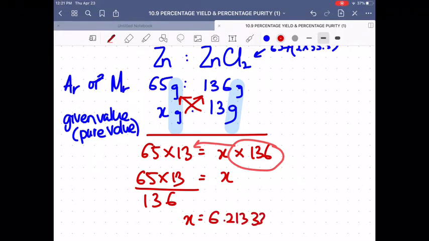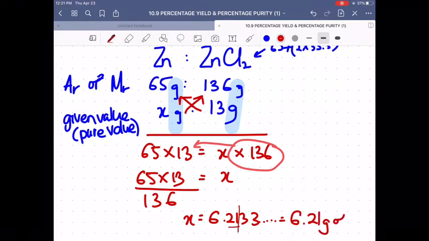6.21333. Okay, then you round off to 3 sig fig. Okay, nothing to add, so I leave the answer like that. Therefore you actually have 6.21 gram of zinc that has reacted.